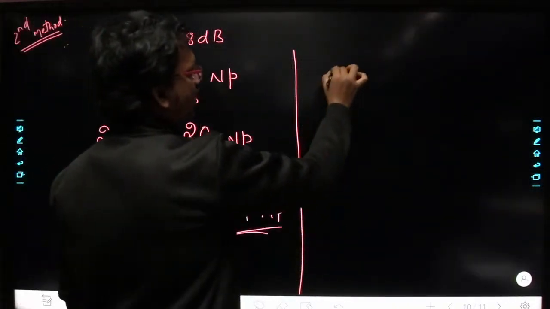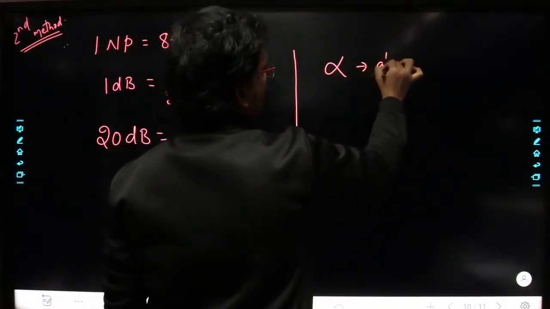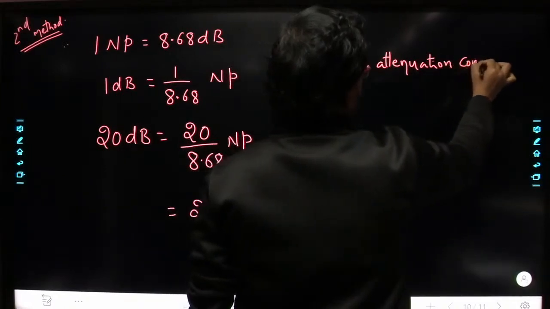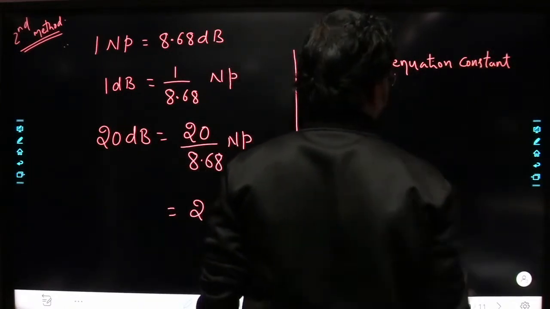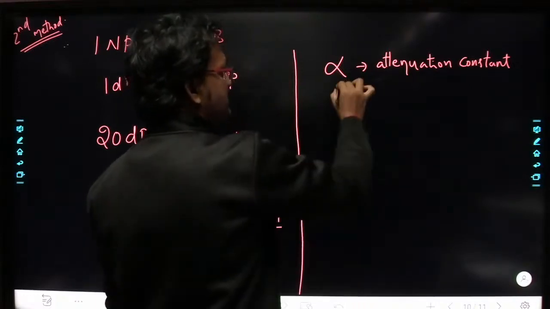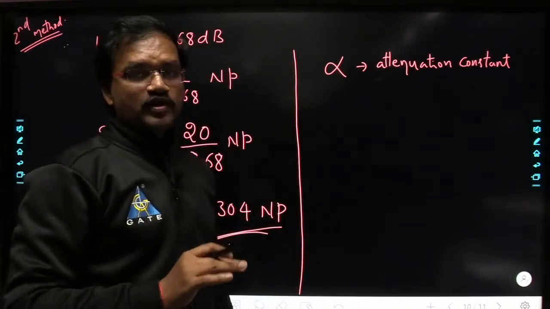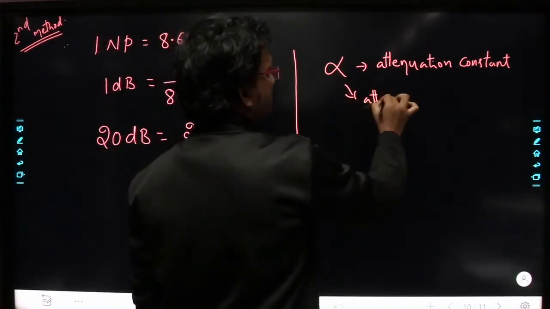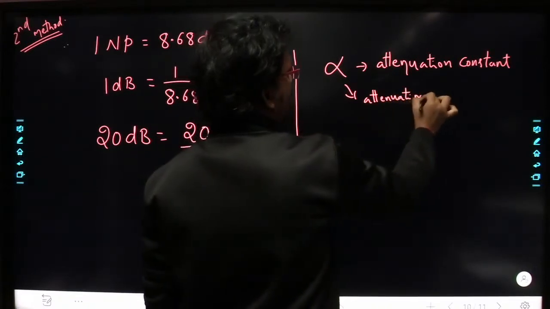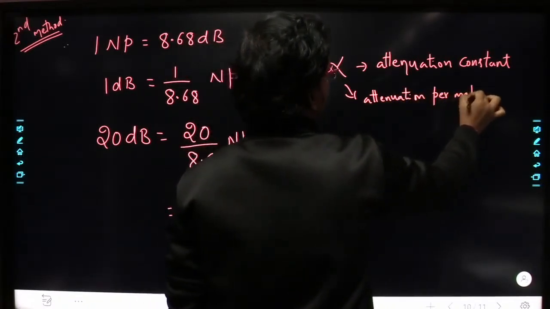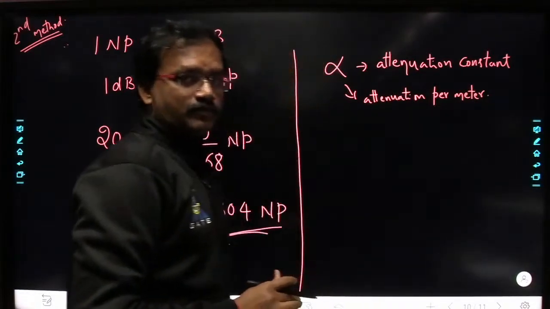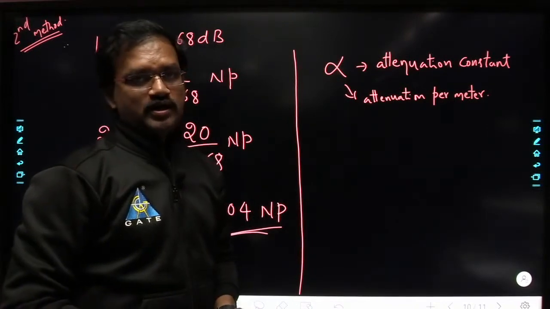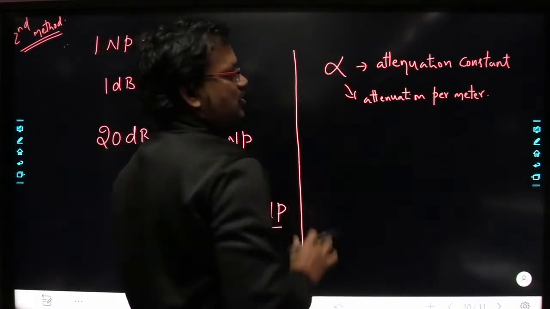We know that alpha represents the attenuation constant. It represents the attenuation of the wave per meter. That is, how the amplitude of the wave attenuates for every meter. That is given by the attenuation constant. So it represents attenuation per meter.